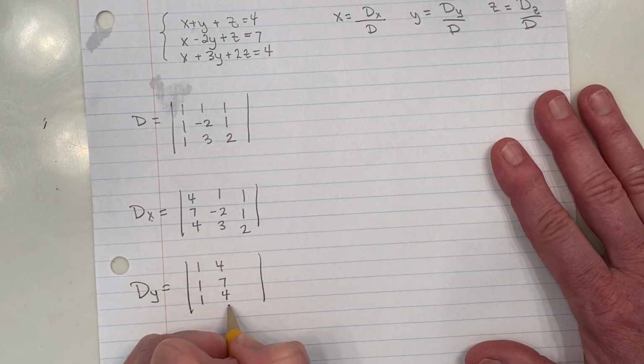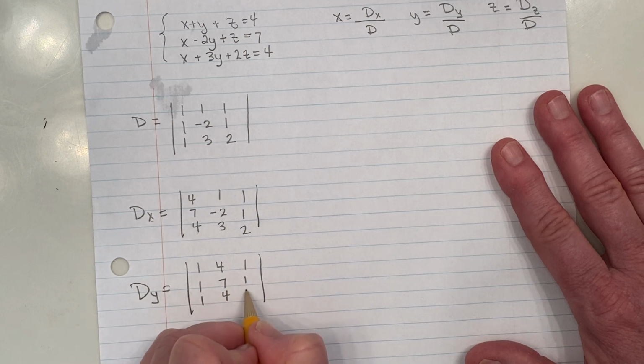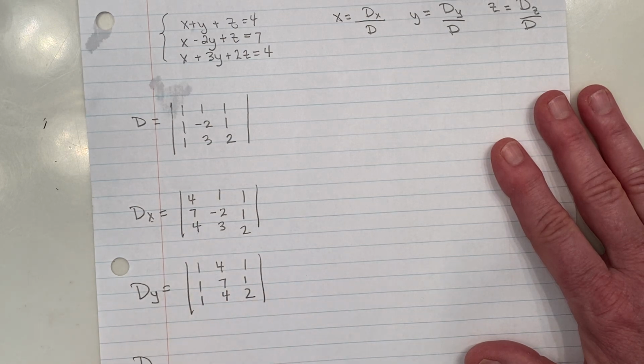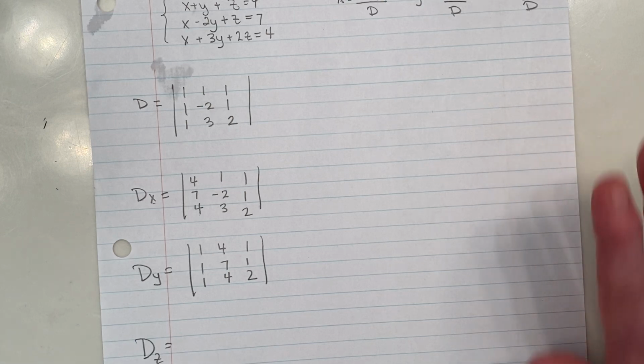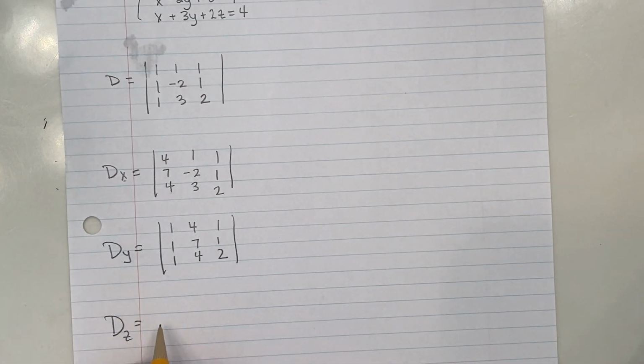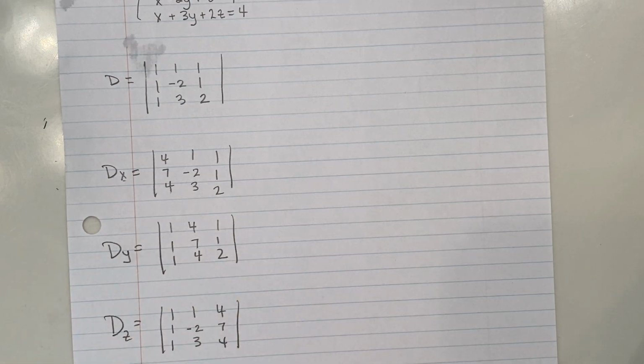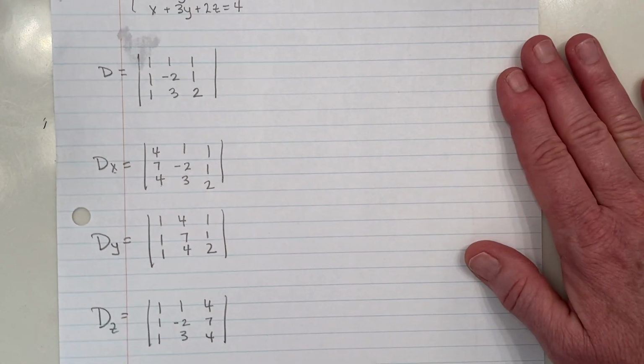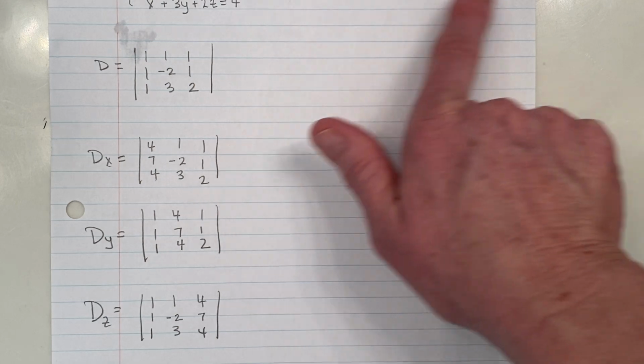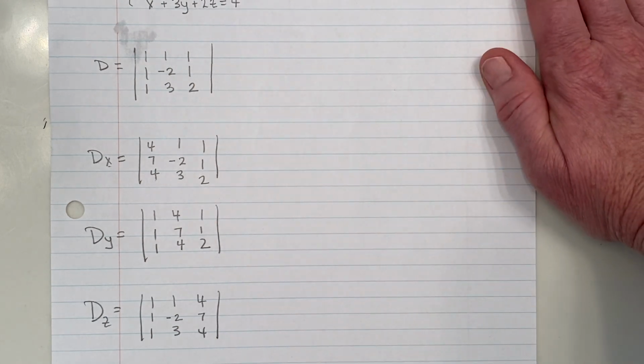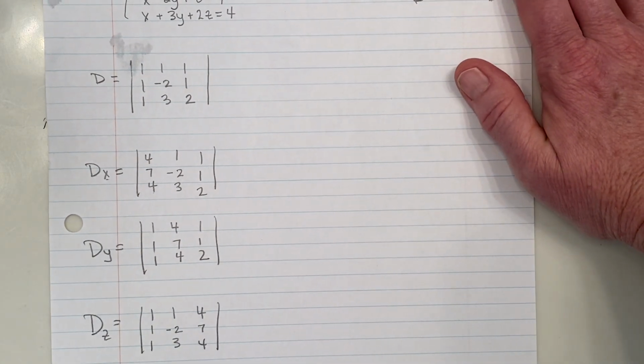And the Y column gets replaced with the answers. The other 2 columns stay the same. Doesn't look too bad. The numbers don't look too rough. And replacing the last column, the Z column, with the answers. Okay. So let's go back and calculate these 4 determinants. Then we'll have everything we need to find the ordered triple that satisfies this system.